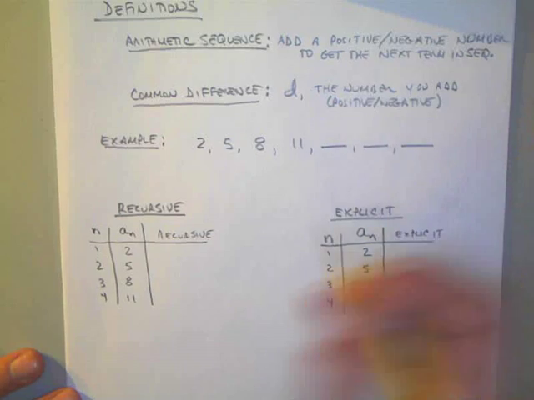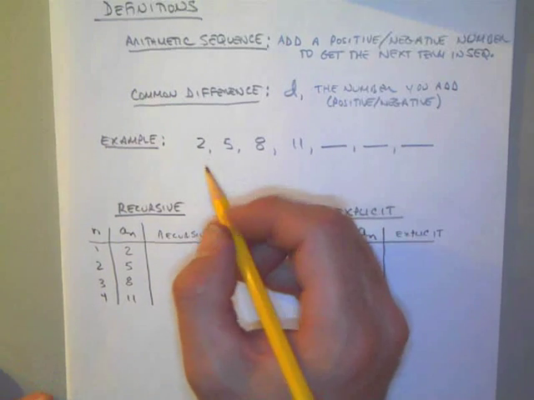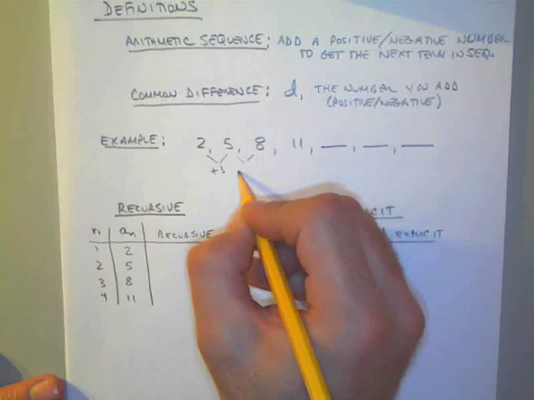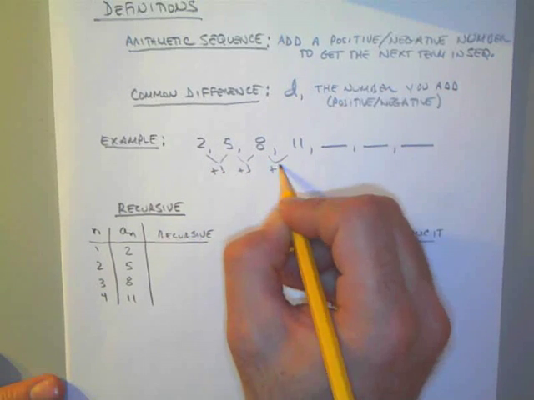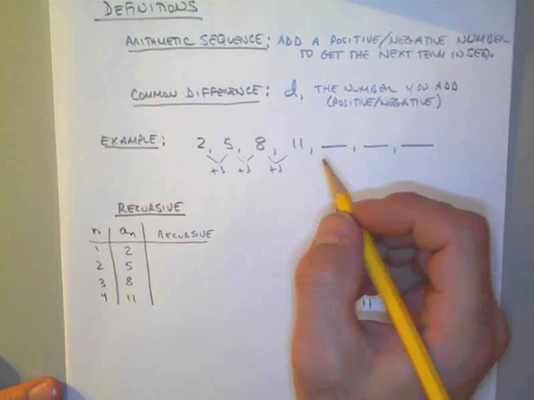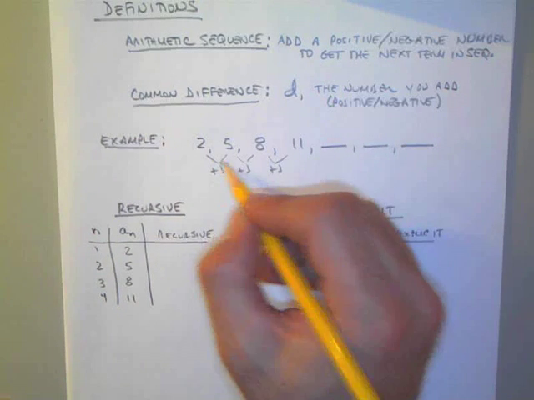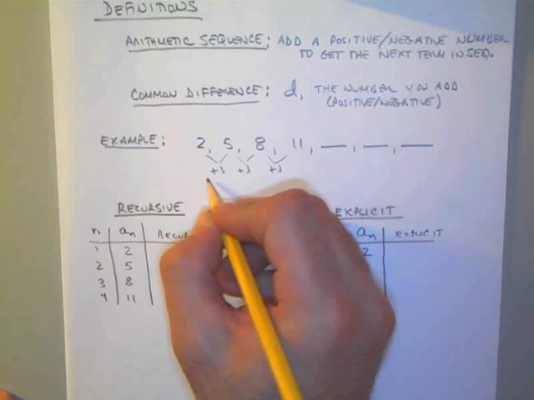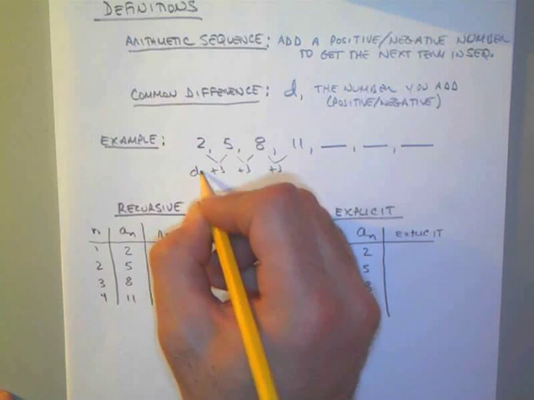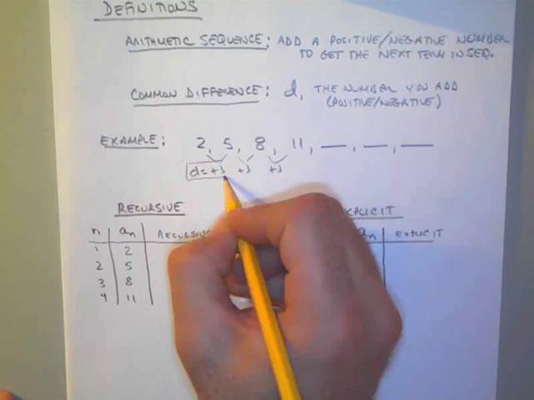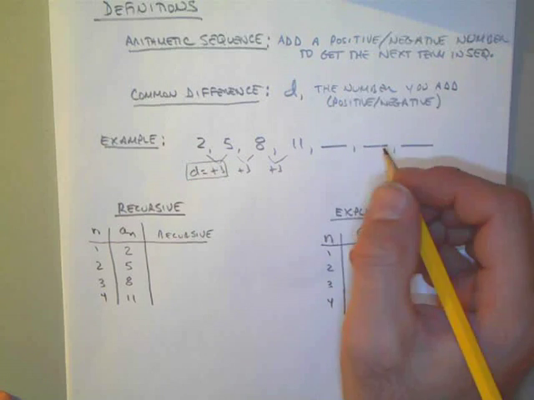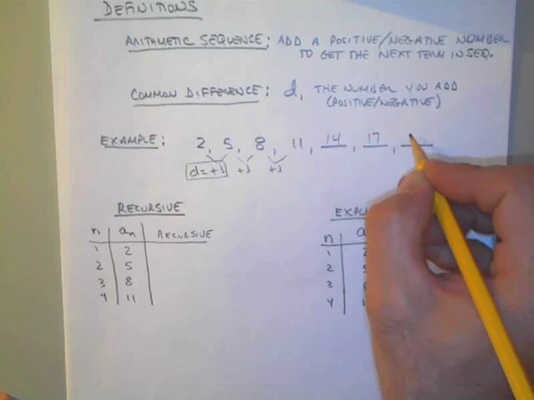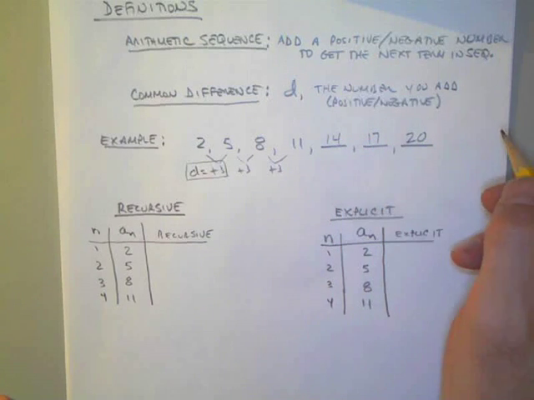So for example, in this sequence, it looks like we are adding 3 each time. So this is an arithmetic sequence because we're adding a number each time, and the common difference is positive 3. So we would say D equals positive 3. And then we can figure out the rest of the terms. 11 plus 3 is 14, plus 3 is 17, plus 3 is 20.